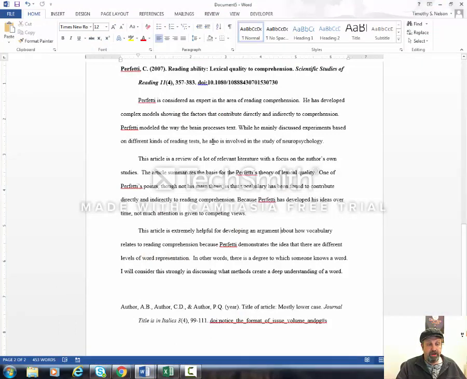Okay. So in the article, while he mainly discussed experiments based on different kinds of reading tests, he also involved the study of neuropsychology. So he himself is a bit interdisciplinary, although I'm still going to consider him to be part of the discipline that this journal is part of. So literacy, which I would just put under education in this case.